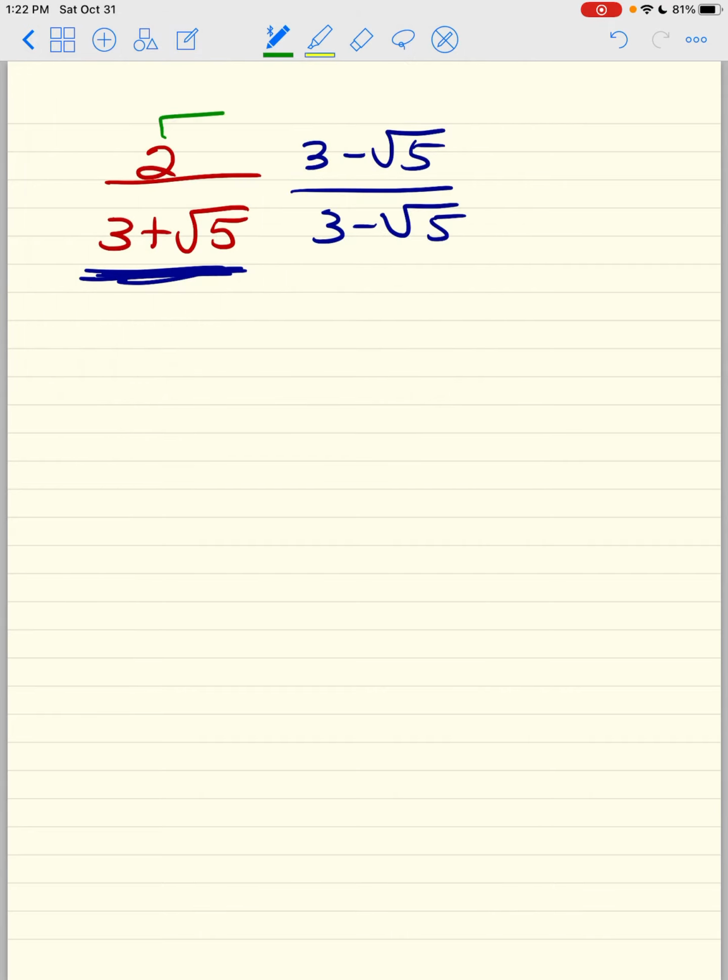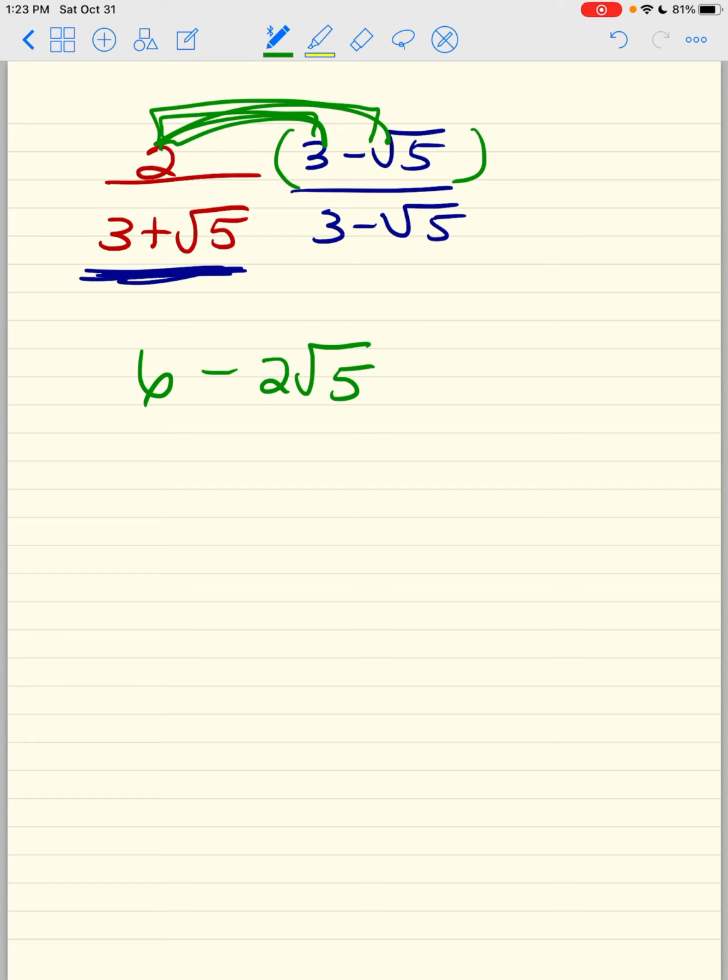Let's multiply out the top. 2 times 3, 6. 2 times negative 1. Remember, there's a negative 1 from the last video. 2 times negative 1 is negative 2 square root of 5. So that's the first part, right? It's like foiling. It's like distributing.